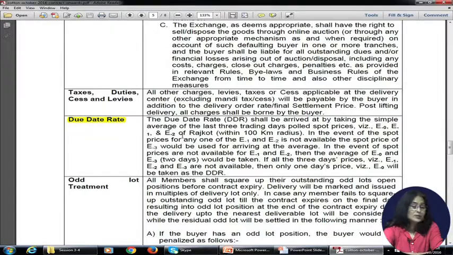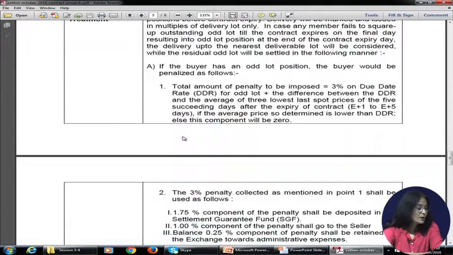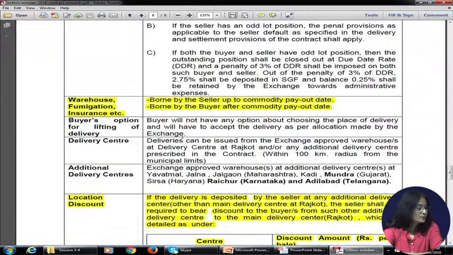Now, we have already discussed the due date rate, and the standardization of the contract also indicates who bears the warehousing expenses. They are borne by the seller up to the commodity payout date, and borne by the buyer of the commodity after the commodity payout date.